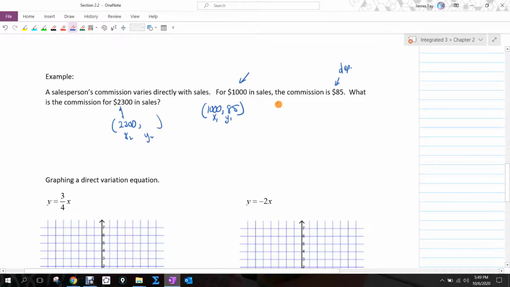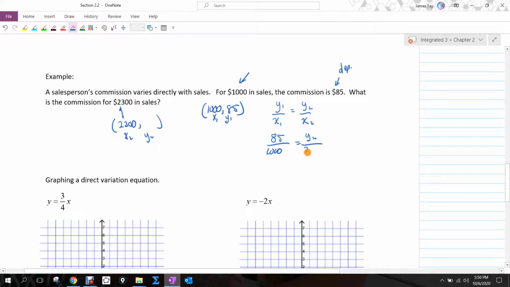So we can use that idea that y1 over x1 should equal y2 over x2. Something about proportions, if you forget which one should be on top, it doesn't matter. You can write it as x1 over y1 and x2 over y2, because when I cross multiply, I still get the same products. But now I'm just going to plug this stuff in. So y1 was 85, x1 is 1,000, y2, I don't know that, I'll leave it alone.